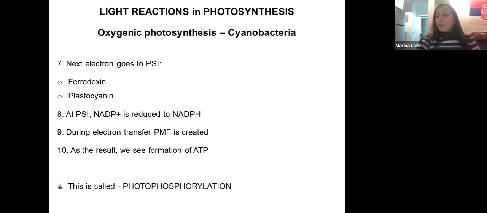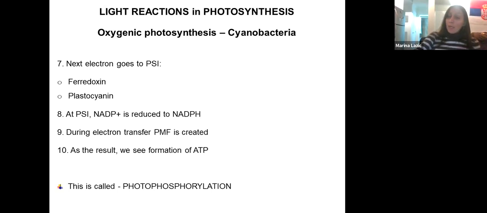So in all these electron transfers across reaction centers and carriers, you have building of reduction equivalents that will be used for further synthesis. And you have creation of proton motive force, which will also be used later. At the end, you again see formation of ATP. So basically, the whole purpose of the light reaction is to create reduction equivalents, ATP, and proton motive force and energy for further biosynthesis. And this is called photophosphorylation.